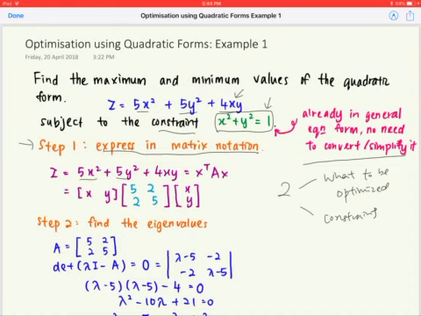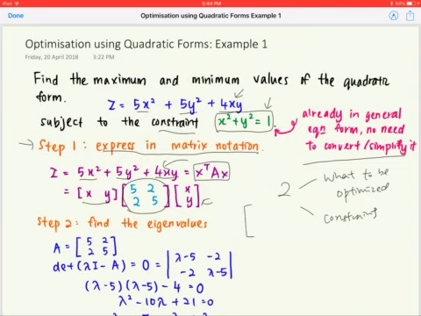So z equals 5x squared plus 5y squared plus 4xy, in the form of x transpose A x. So x transpose will be a row vector and x will be a column vector, and x will be the unknowns associated with the equation here, which are x and y. So you have to express the matrix A here.